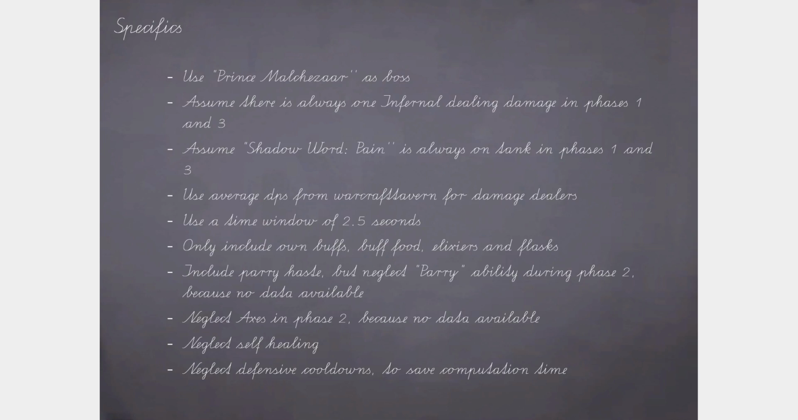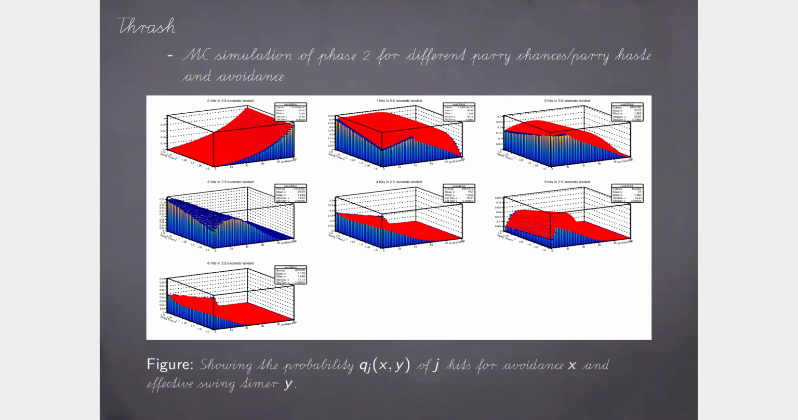The most important part is that we will choose Prince Malchezaar as enemy and choose a 2.5 second window. Now we need to consider Thrash as well. What we are doing now is performing a simulation to determine the number of hits Malchezaar lands in 2.5 seconds based on effective attack speed, which includes also parry haste, and based on the player's avoidance.